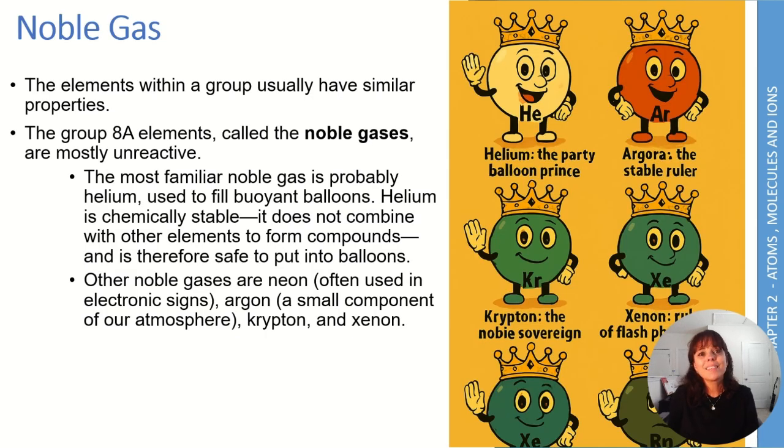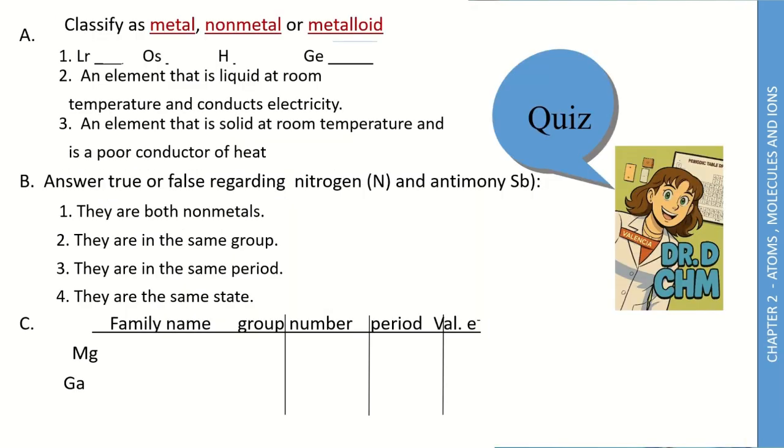And noble gases, they are very stable. So they don't tend to react. So this is why you call them noble gases. And we use, for example, helium in balloons. And why do we use it? Because it's safe to use, because it's a noble gas, it will not react with any of the other elements. Neon we use normally in electronic signs, like argon, a small component of our atmosphere. So we have krypton, xenon, all very stable elements.